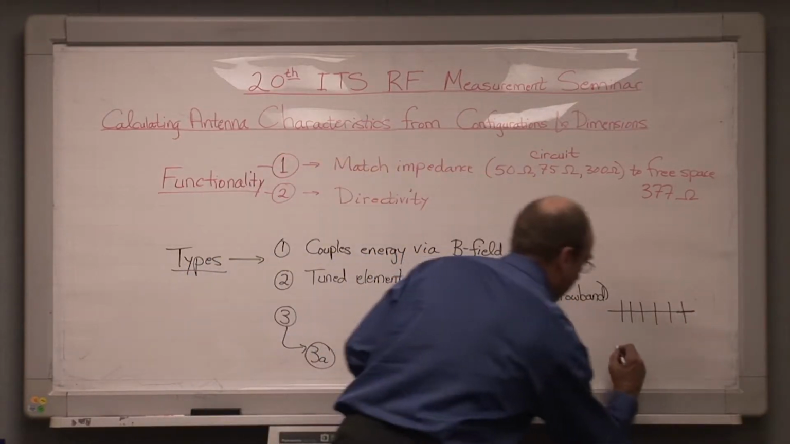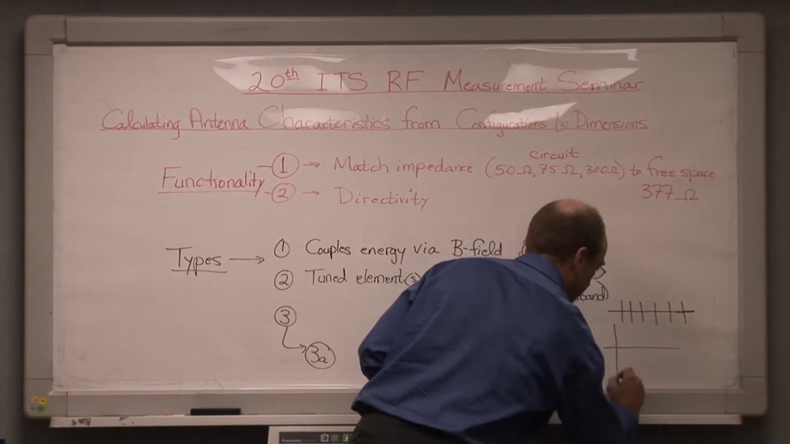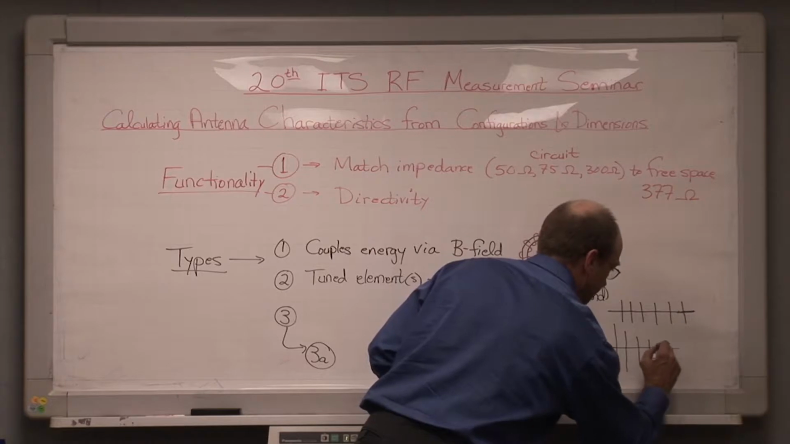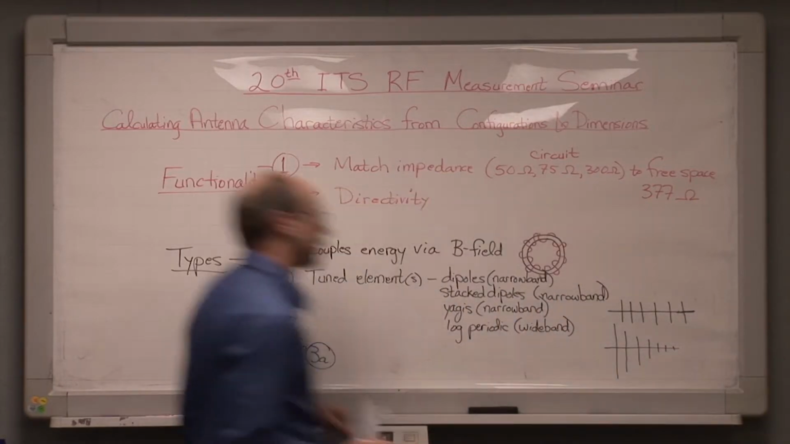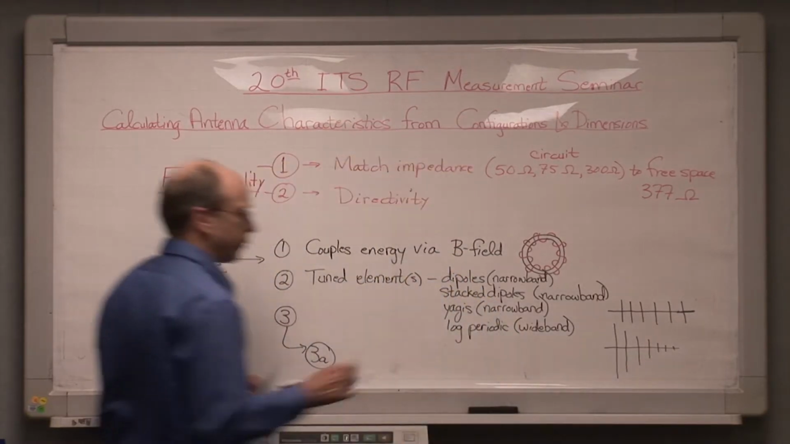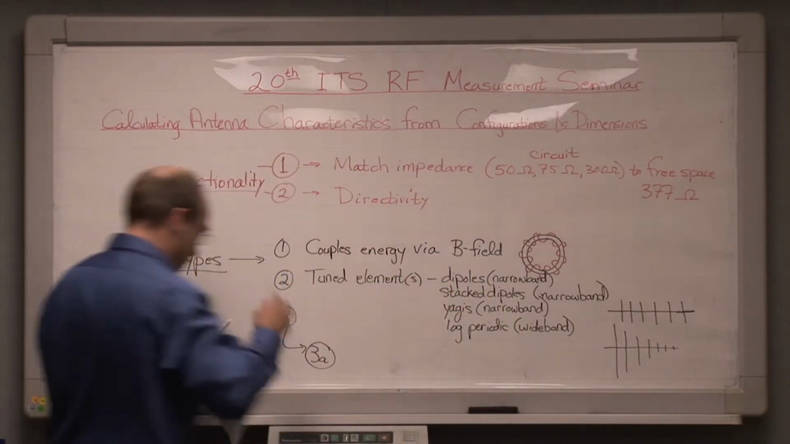With a log periodic, we have an antenna design which consists of a set of elements that vary in size down the length of the antenna. So here we have a group of elements that are tuned to a variety of frequencies, and hence is wideband.